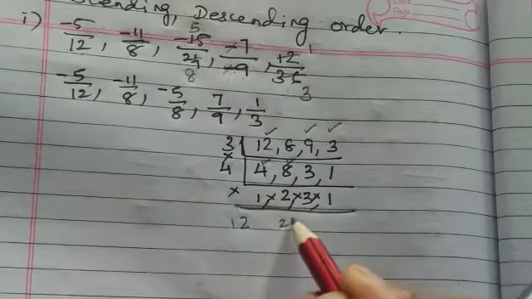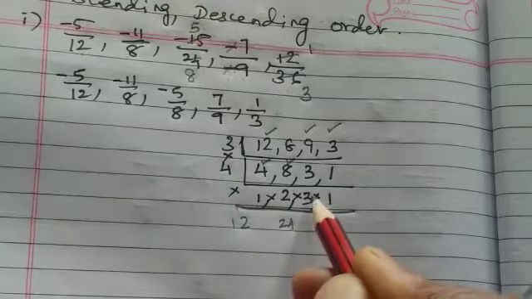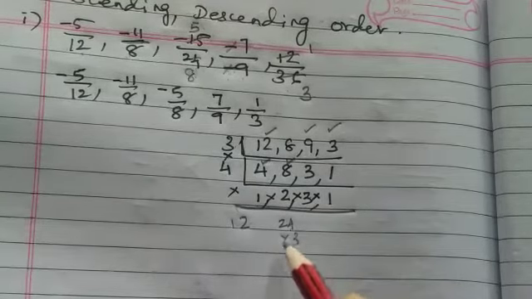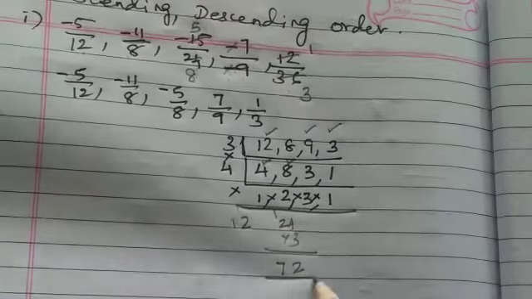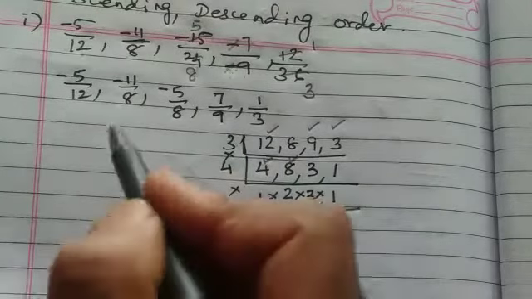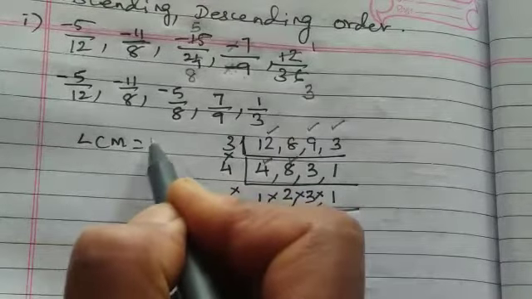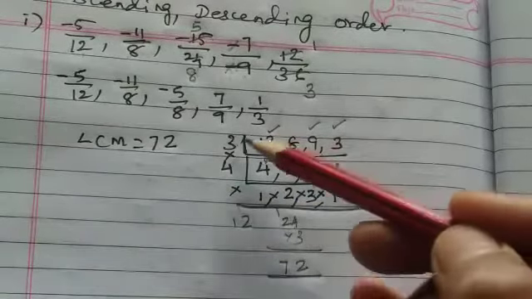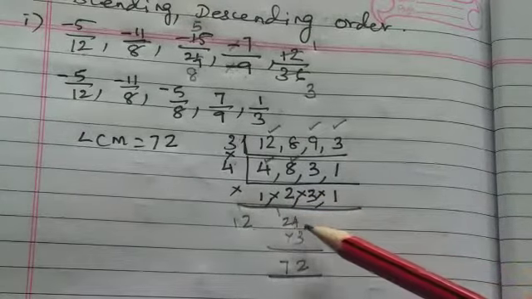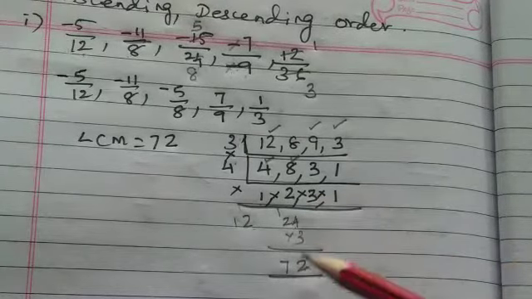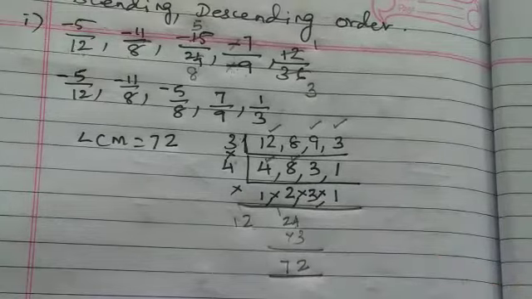12 2s are 24. And 24 into 3. 3 4s are 12, carry 1, 3 2s are 6, 6 plus 1, 7, 72 is the LCM. So, LCM is 72. You should be very careful here. 3 4s are 12, that 12 into next number 2, 24, that answer 24 into the next number 3. And when you multiply by 1, we get the same number.